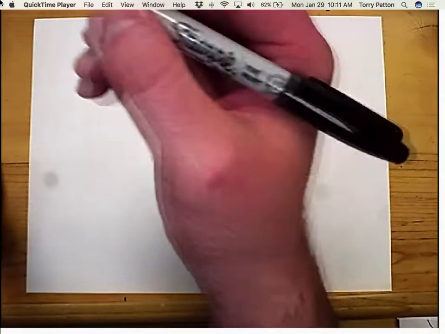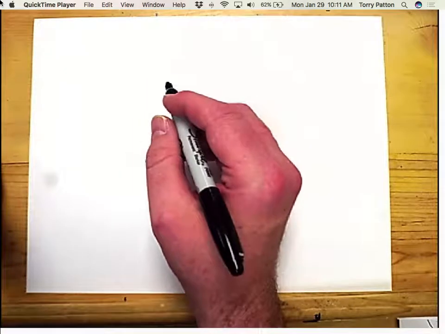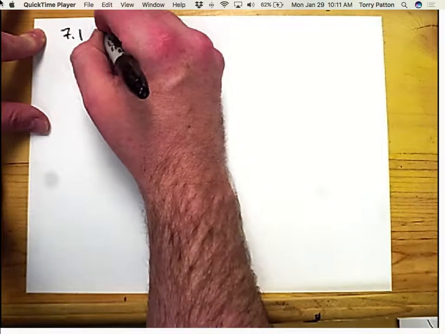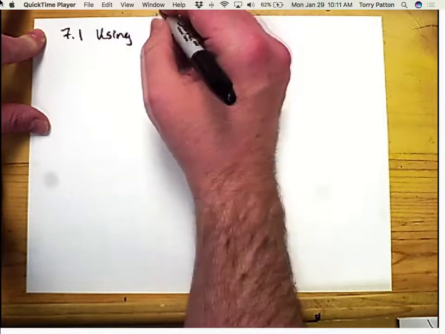But today is actually a review of a concept in Algebra 1, but I just want to make sure you really have it before we move on. So, first thing we're going to talk about is 7.1, called using proportions.